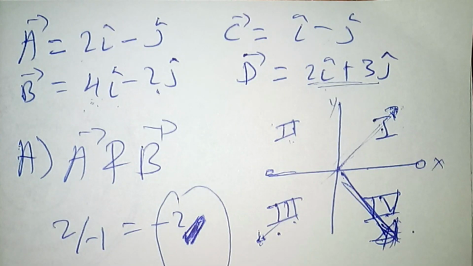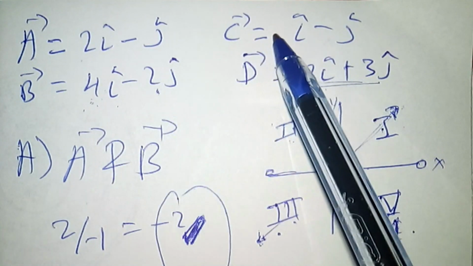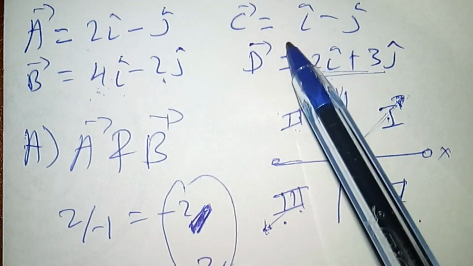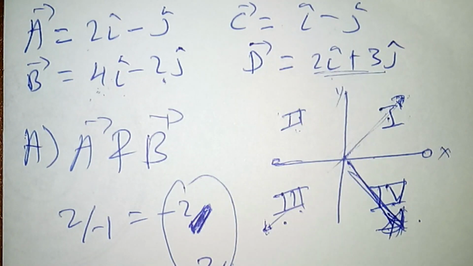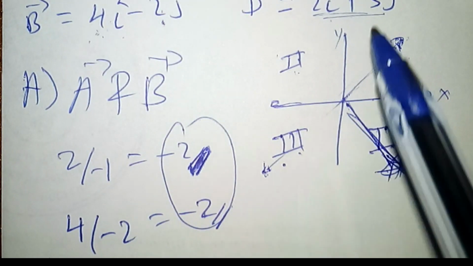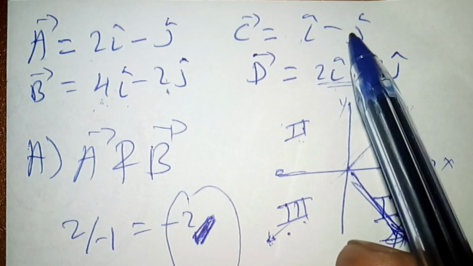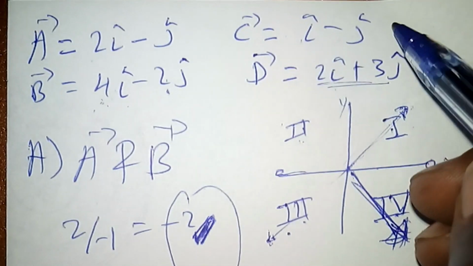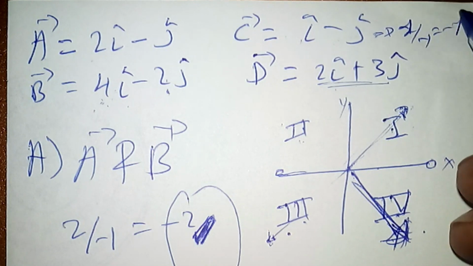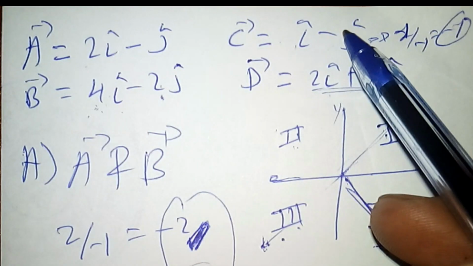From alternative B, B and C, if we check for vector B and C, both vector B and C exist in quadrant 4, so there is a chance of being collinear with each other. But let's check the ratio of their components. If I divide the components of B with each other, I get minus 2, and if I divide the components of C with each other, 1 divided by minus 1 is minus 1. So minus 1 and minus 2 are not equal, so C and B are not collinear with each other.